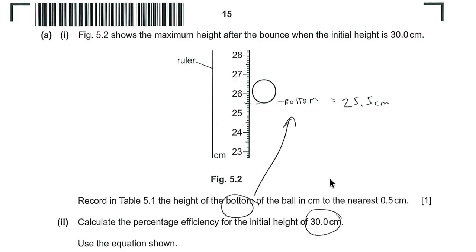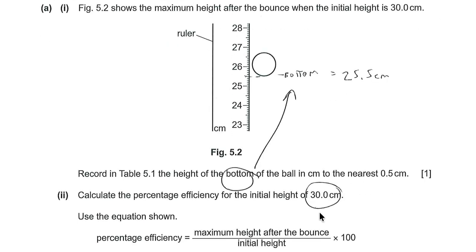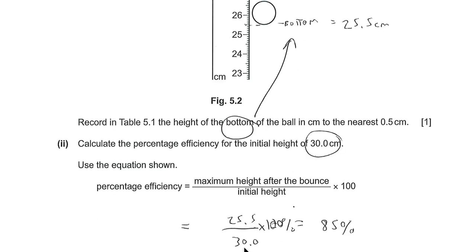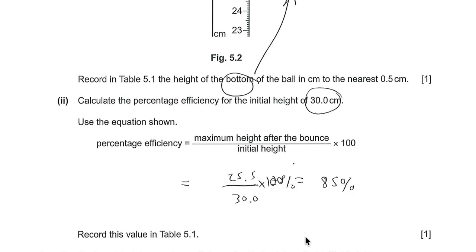Okay. You're then asked to calculate the percentage efficiency. We know the initial height was 30, final height is 25.5. We're going to do 25.5 divided by 30, which comes up as 85%. So far, so good. I think this is two things, and obviously I think you've seen before, I put it in the table. Now, this is where it gets interesting.